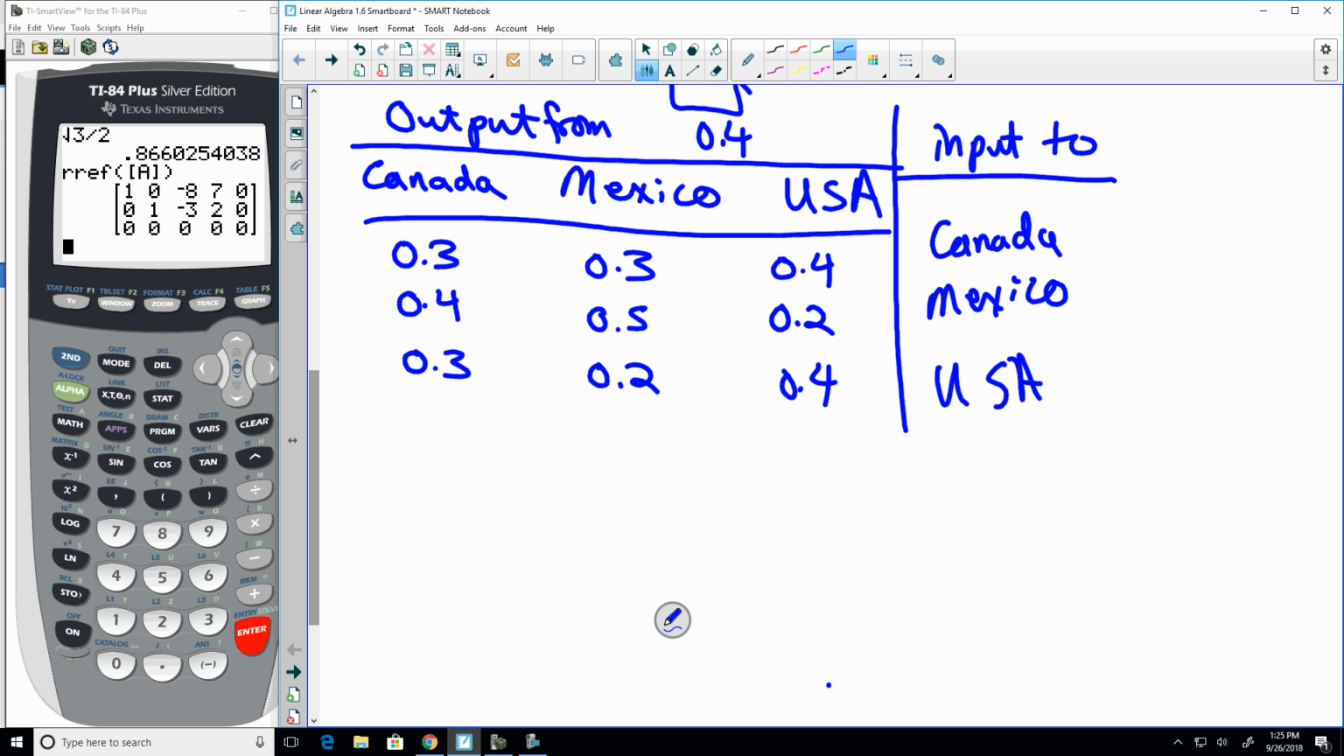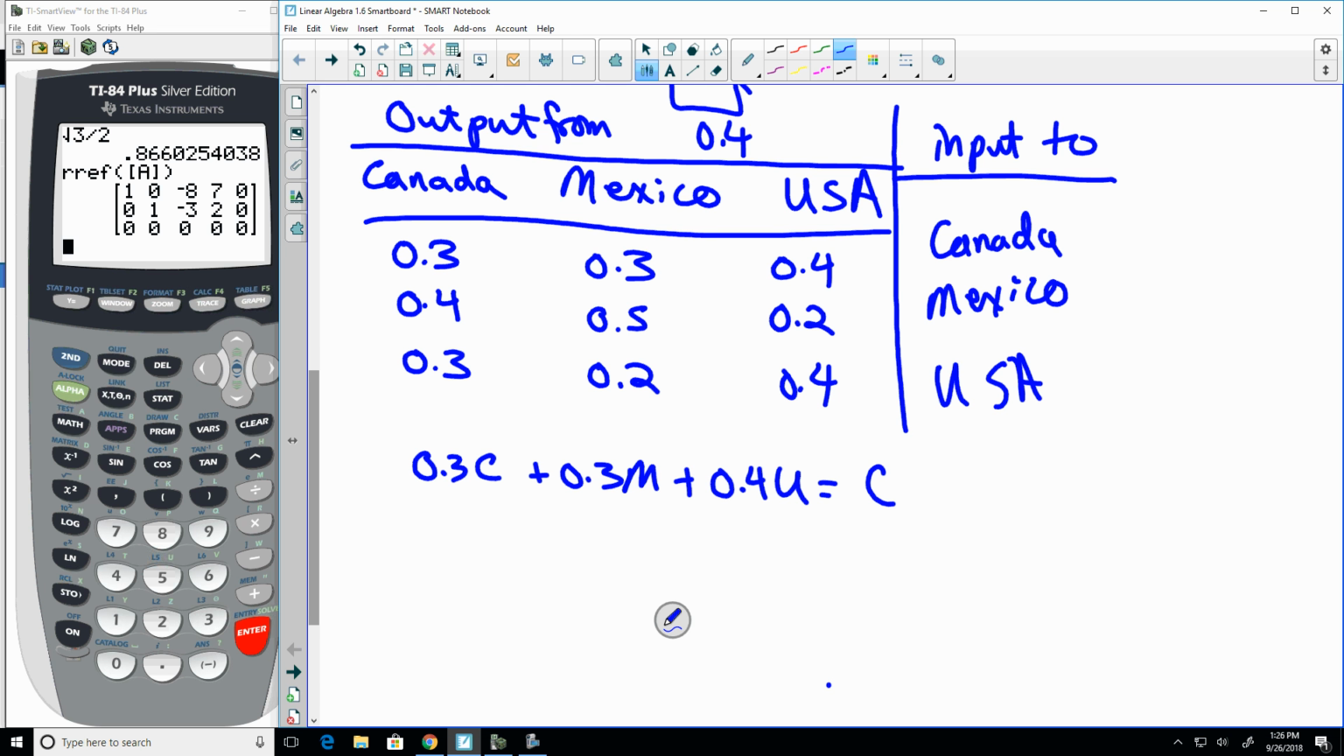The first row says that 0.3 C plus 0.3 M plus 0.4 U equals C. Same C. That's their output, their total output. The total input of Canada equals output of Canada, Mexico, this and that. So that C and that C over there are equal.